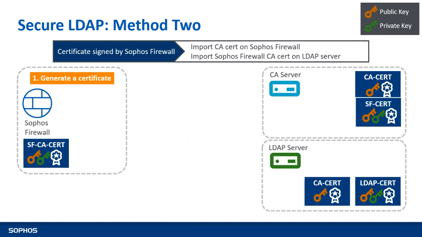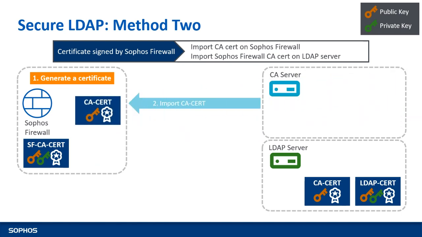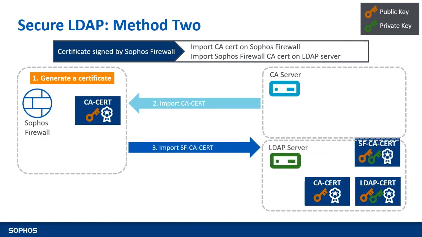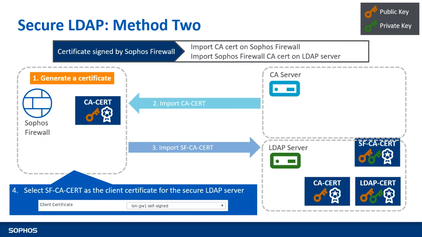Okay? So, first create a certificate on the firewall signed by the internal CA. Then import the CA certificate from the enterprise CA into the firewall. Then import the certificate of the firewall internal CA into the LDAP server. Then you have to select the certificate created in the first step as the client certificate for the LDAP server on Sophos Firewall. And finally, Sophos Firewall and the LDAP server can now communicate securely.